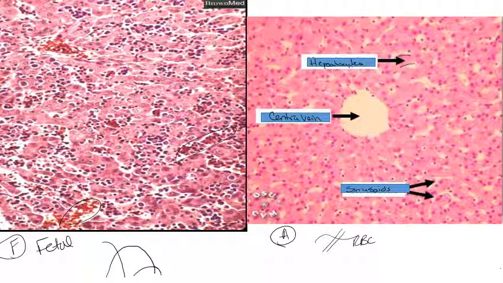So bone, spleen, liver, yolk. Okay? YLSB. YLSB. And so this right here would most likely be in the second trimester, and this is taken from a fetus. Okay.